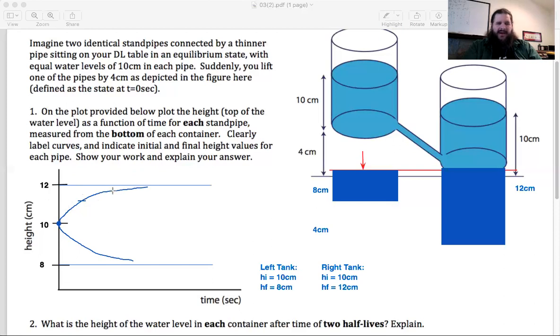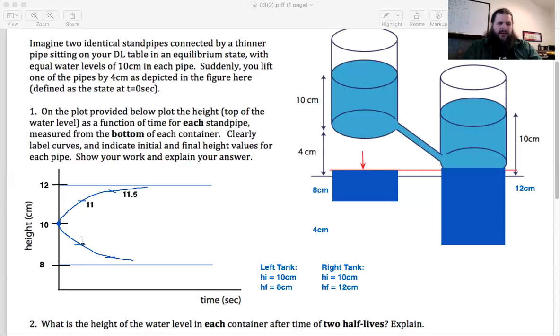After another half-life, we go halfway towards the asymptote again. So halfway from 11 to 12 would be at what? 11 and a half. Yeah. So after 2 half-lives, the right tank, the one that's increasing in height, would have 11 and a half centimeters of water in it. And then the left tank, the one that's decreasing in height, it's decaying from 10 to 8. So after 1 half-life, what's halfway from 10 towards 8? 9. And then halfway again? 8 and a half. Right.